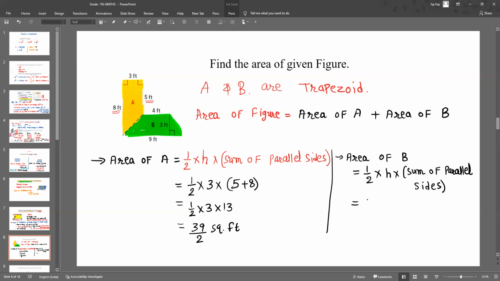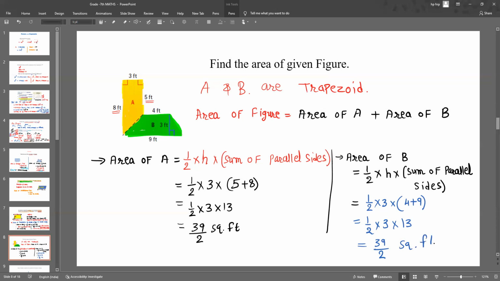So here, 1 by 2. What is the height of trapezoid B? The height is 3. Yes. This is the height, because height is always at a 90-degree perpendicular. So 3, and sum of parallel sides, here 4 plus 9. If we simplify, we get 1 by 2 into 3, and 4 plus 9 is 13. So here again we get 39 by 2 square feet.